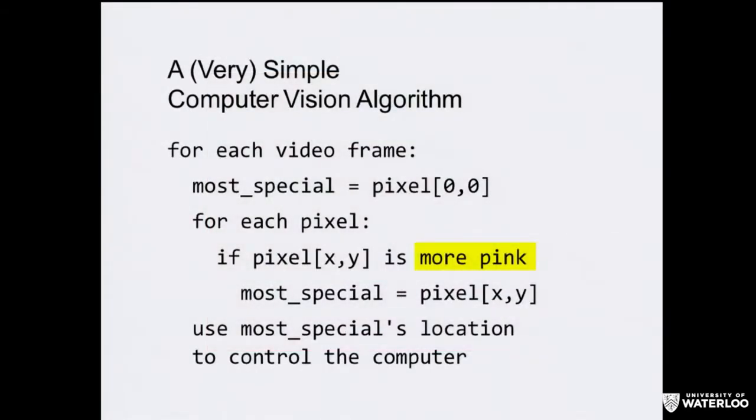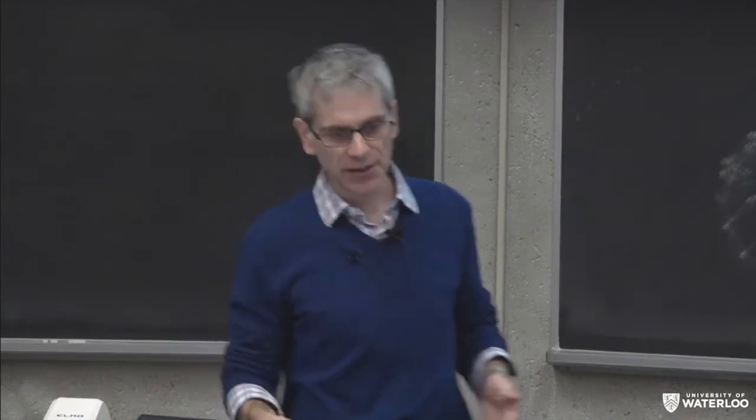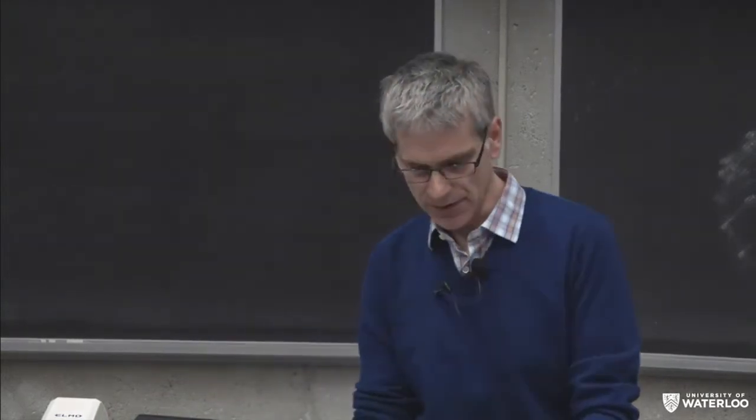So this is what it does. More pink really means how far it is from the pink that I have decided is my perfect pink. So I can now use the most special pixel's location to control the computer in some way. What I mean by that, for the purpose of this demo, is I'm just going to move a graphical object. So let's take a look at a demo. Let me just switch out of this.